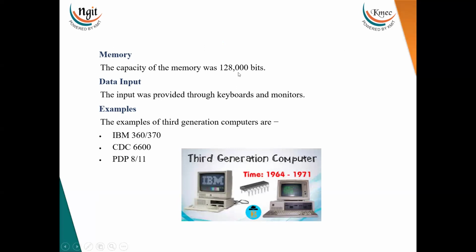Coming to the memory capacity, 128,000 bits. Now, input is provided through the keyboards and monitors. So, keyboard and monitor were introduced in this third generation. Now, these are the examples for the third generation, and the image looks like this.